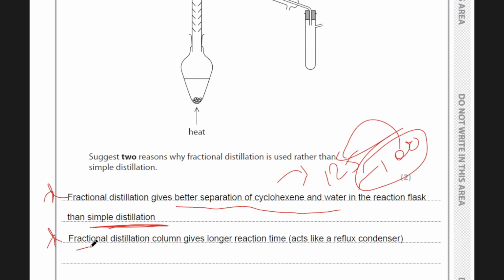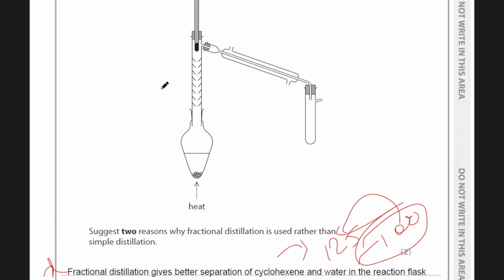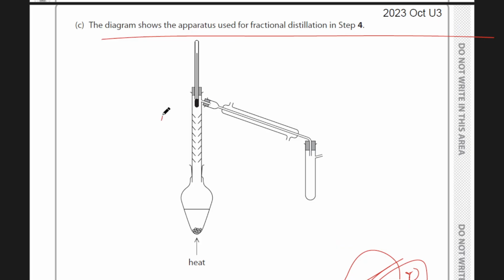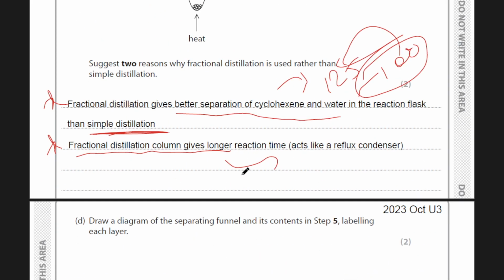And another thing is that the fractionating column is going to provide longer reaction time, so it kind of acts like a reflux condenser. Obviously we are all familiar with heating under reflux, whose main sole purpose is to ensure that the reaction goes to completion. So in this case the fractionating column down here basically acts as a reflux condenser.